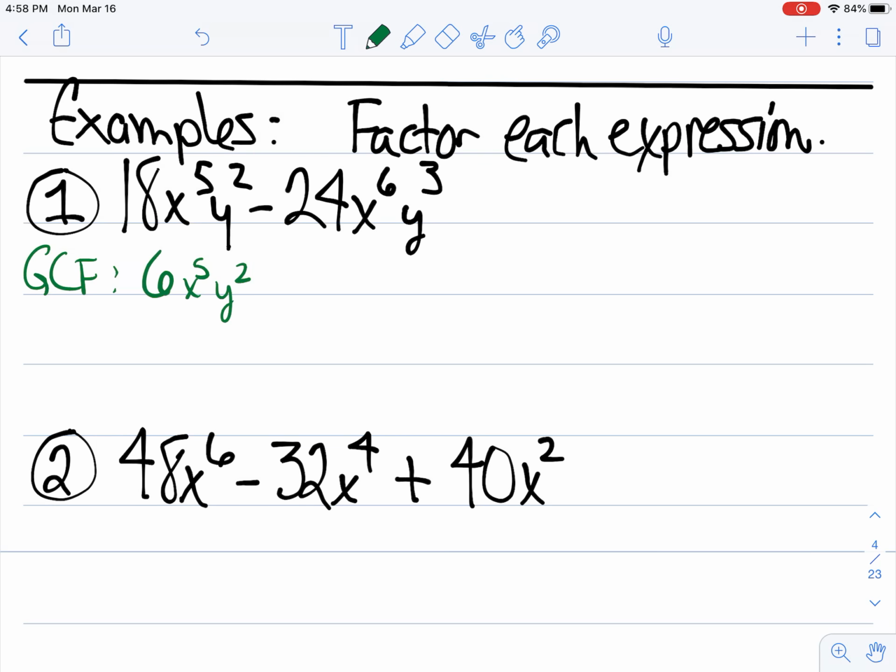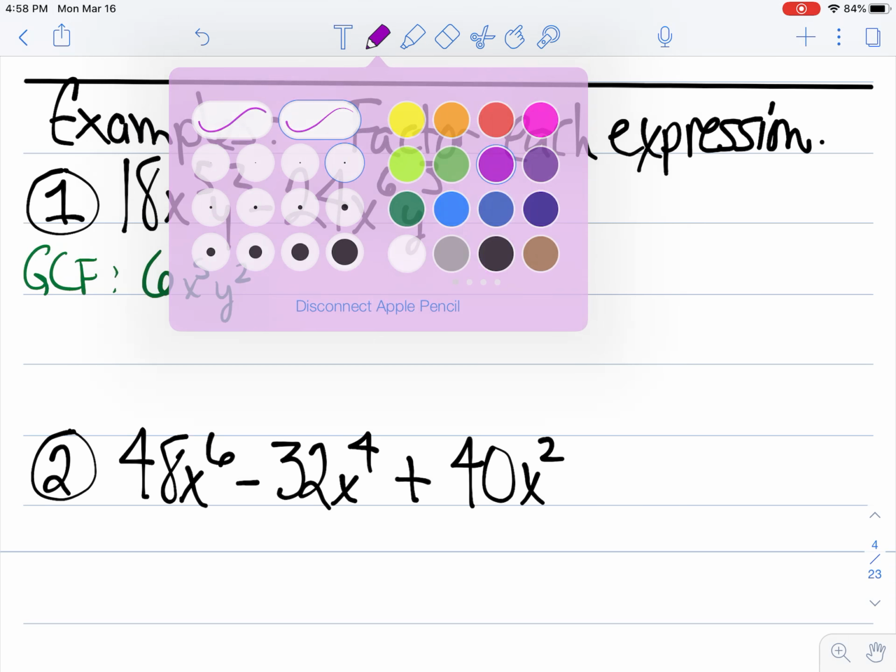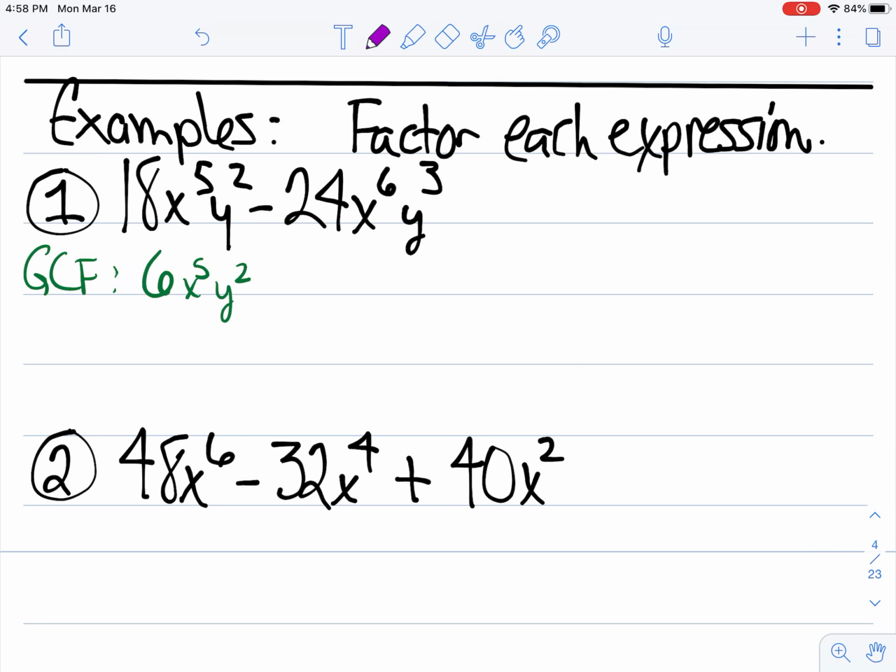then the factored form becomes the following. We'll put the GCF down here. So it becomes 6x to the 5th y squared as a GCF. Then when I divide by those, 18 divided by 6 will be a 3 left over. 5 minus 5, the x's cancel. And ironically, the y's also cancel. So those are going to be gone. So this is going to be 3 in the first term left over.